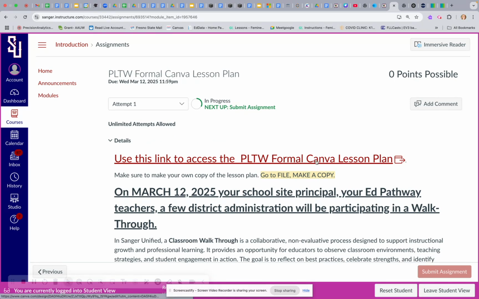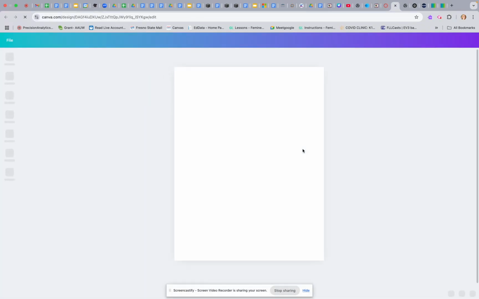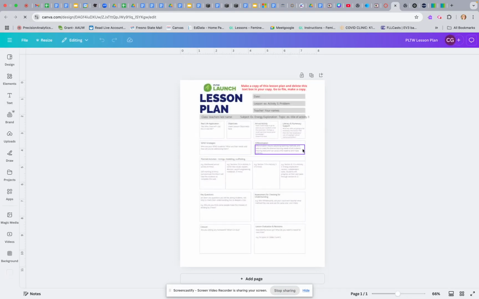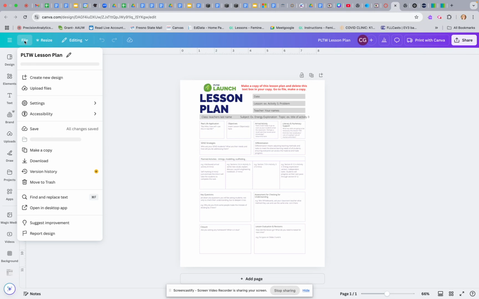I decided to use Canva. If Canva doesn't work good for you and you guys prefer to use a Google Doc, I can add that in there as well. So when you get here, you're going to click on the form. And then it's going to show up in Canva. Hopefully it does an easy transition for you guys into your Canva, and you're going to go to File, make a copy.